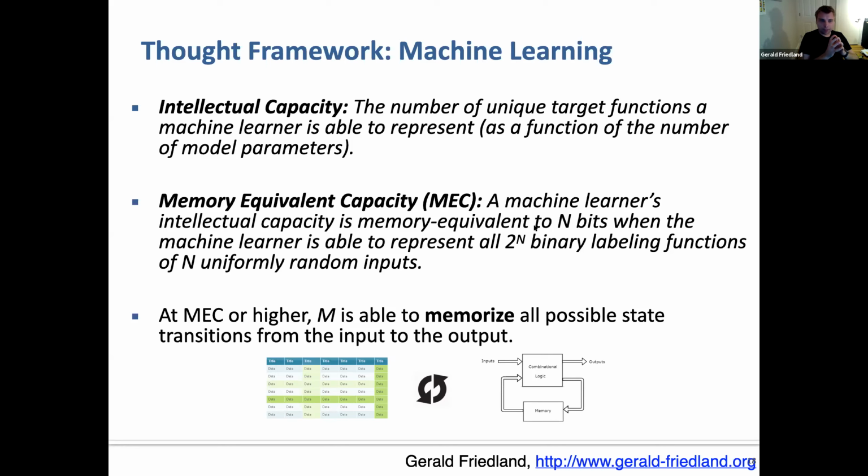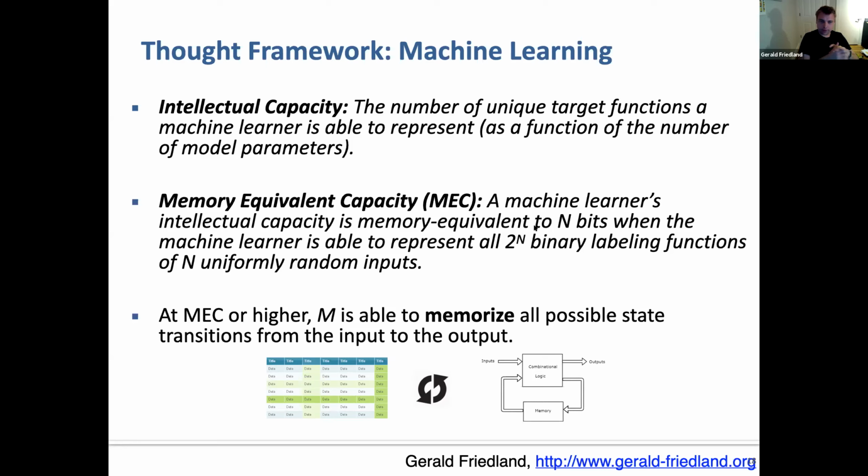And the memory equivalent capacity is quite an important number that is really, really useful. And basically what I'm saying here is a machine learner's intellectual capacity, so the number of functions it can implement, is memory equivalent to n bits when the machine learner is able to represent all 2 to the power of n binary labeling functions of n uniformly random points.